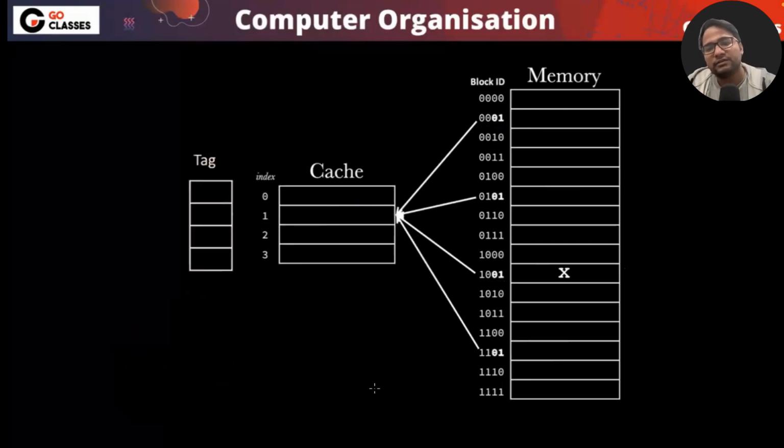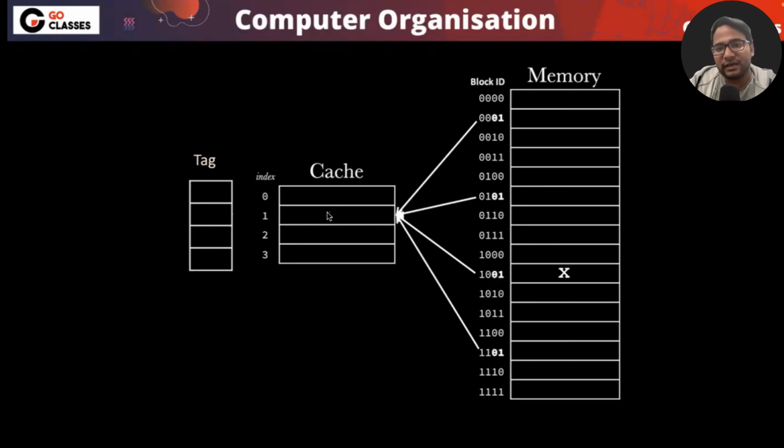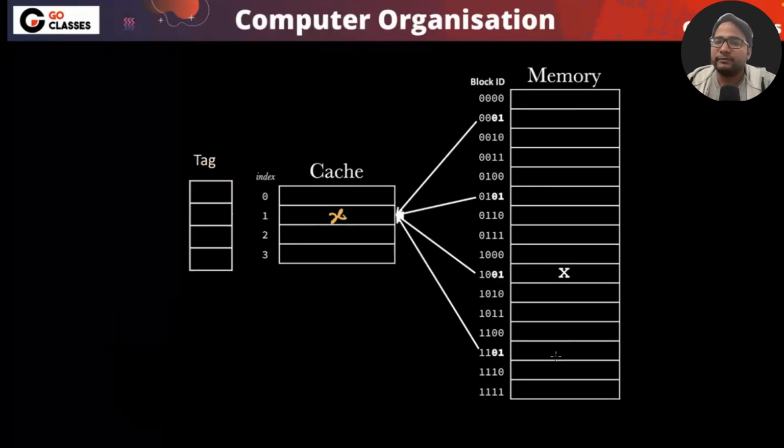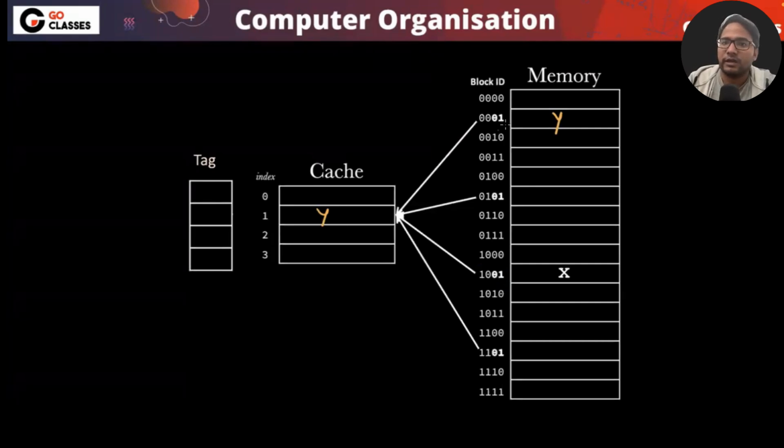I will maintain something called the tag. Now suppose currently it is containing X. Can you tell me the tag number? What should be the tag? It should be 10. Why? Because this is my tag, and I will differentiate using the tag. For example, let's suppose this is Y, and currently it is containing Y. What should be the tag? It is 0 0. Understood?